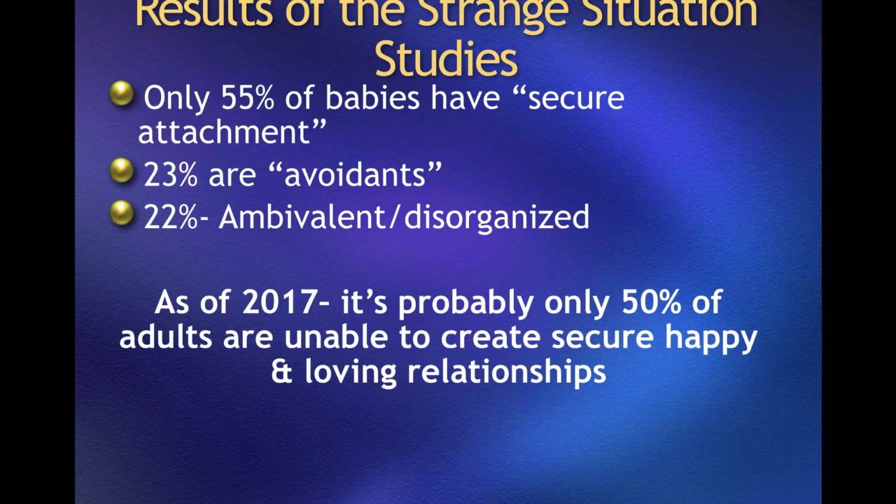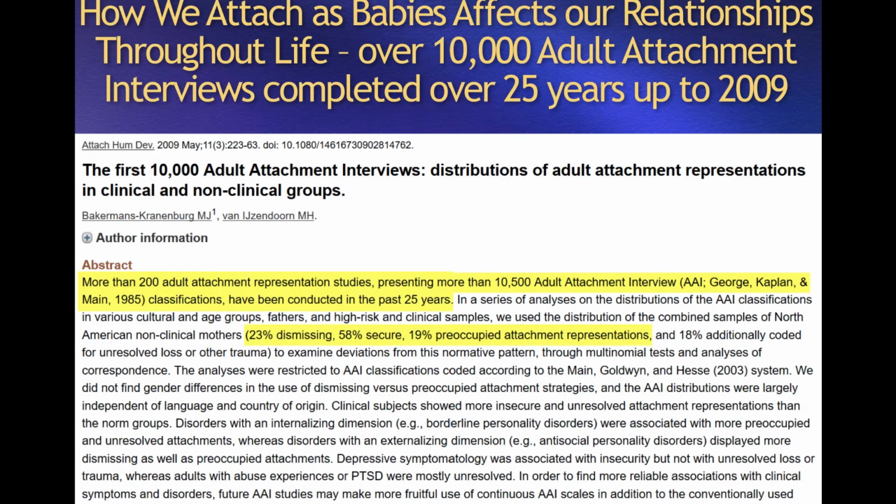As of 2017, it's probably only 50% of adults who were able to create secure, happy, loving, long-term relationships, based on the early results of the strange situation studies. Amazingly, this was replicated. How we attach as babies affects our relationships throughout life. Over 10,000 adult attachment interviews were completed over 25 years up to 2009. They replicated the same results: 23% dismissing, and only 58% securely attached.